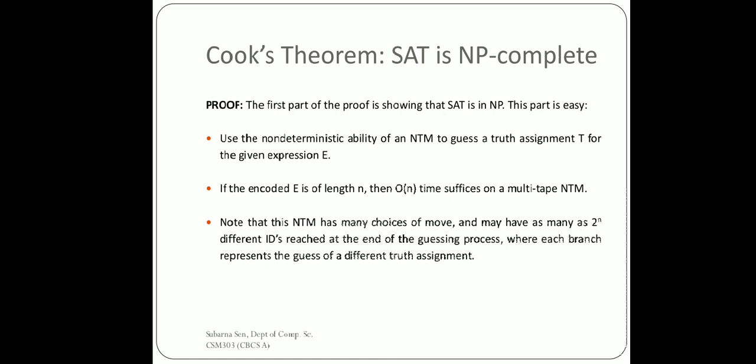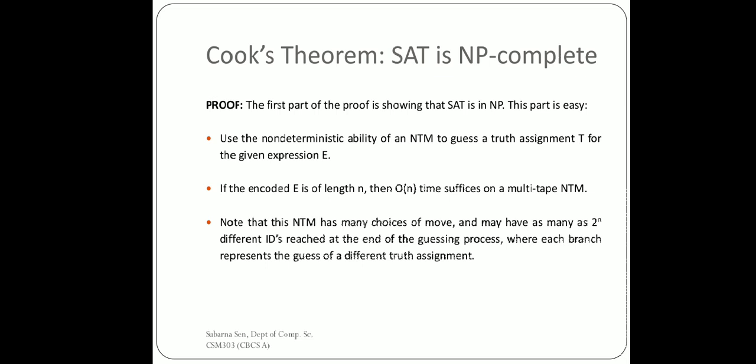Okay, so if the encoded E is of length n, then order of n time suffices on a multi-tape non-deterministic Turing machine. Why is it so? Because we have seen earlier that if we incorporate a non-deterministic Turing machine, and that too a multi-tape one, we can parallelize the whole process, right? Whenever one branch is checking all its choices, the other branch is checking all its choices. In this manner the total encoding of length n can be completed in order of n time, right?